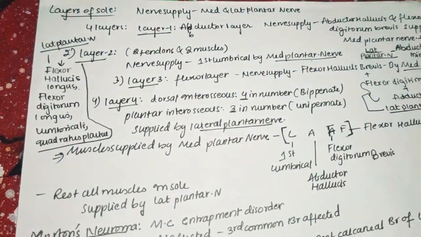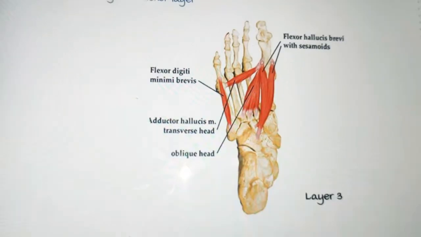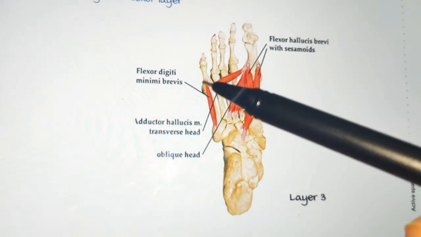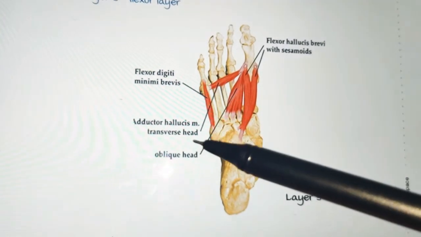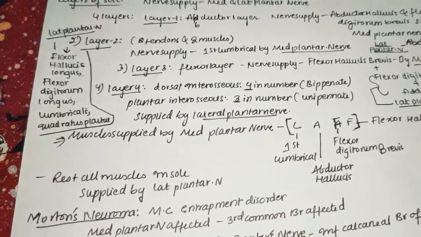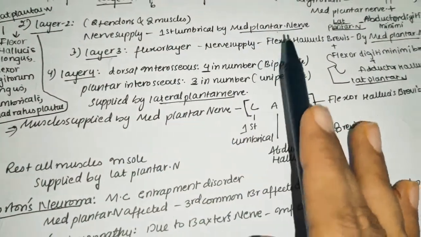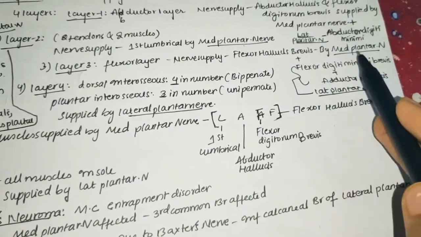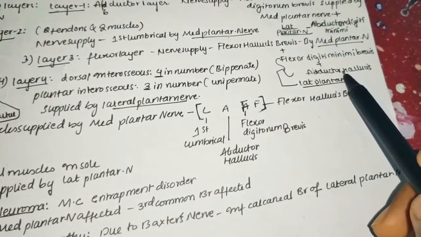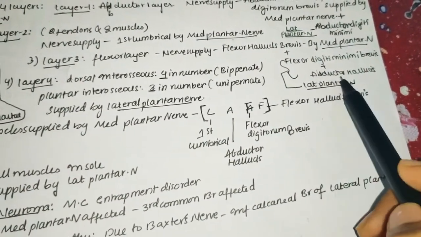Okay, next we'll go to layer 3. Here you have the flexor hallucis brevis with sesamoids. You have flexor digiti minimi brevis. You have adductor hallucis, medial transverse head and oblique head. Right. So the third layer is called the flexor layer, and the nerve supply especially to flexor hallucis brevis is by the medial plantar nerve. But flexor digiti minimi brevis and adductor hallucis are supplied by the lateral plantar nerve.